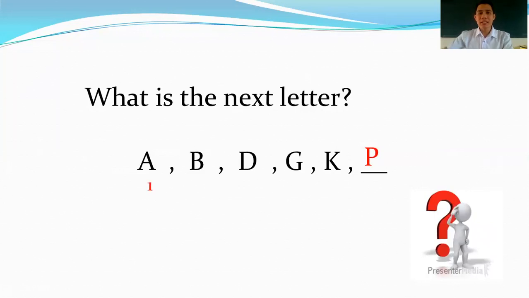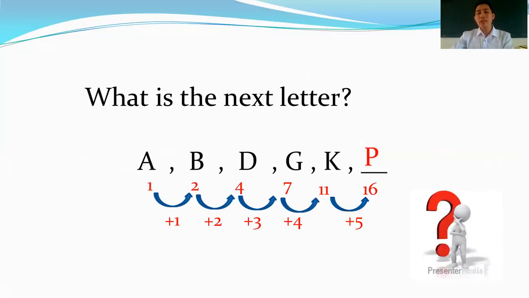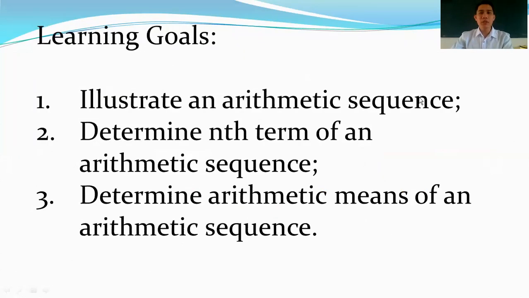Upon analyzing, A is the first letter in the alphabet, B is the second, D is the fourth, G is the seventh, K is the 11th, and P is the 16th. To get the second letter, we add 1. To get the third letter, we add 2. And then we add 3, we add 4, and to get the last, we need to add 5. That's why the next letter is letter P. So I think you are now ready for our discussion for this week.